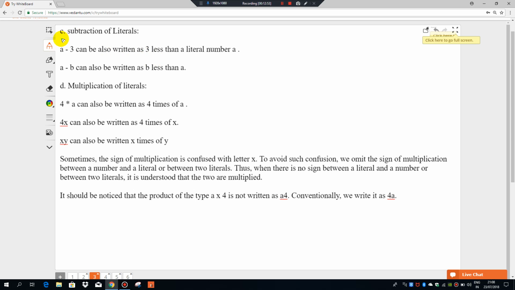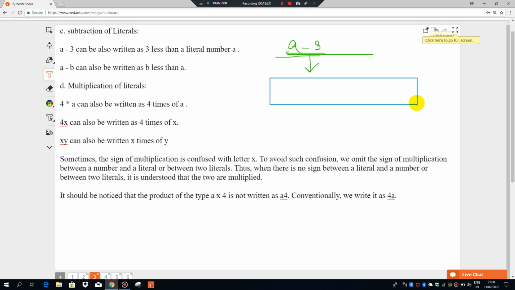Now, subtraction of literals. A minus 3 can also be written as 3 less than a literal number A. This is the given expression, and it can be read in another way too. The first way is 3 less than A.